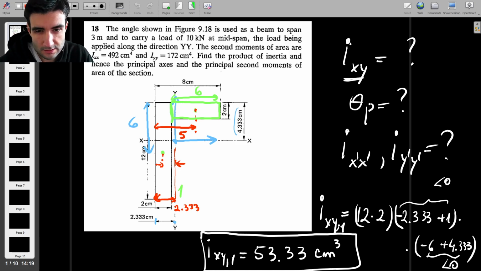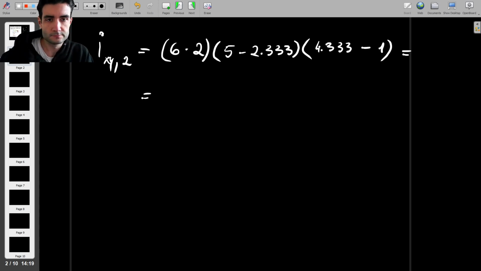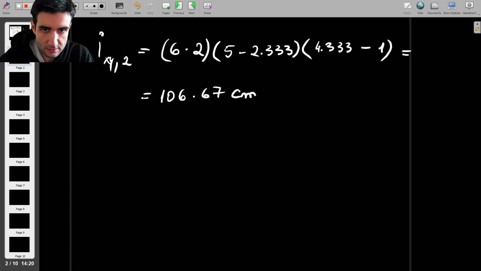So the y coordinate is going to be given by this. So it's 4.333 minus, and then we have to subtract the distance from the top to here, which is 1. So that's going to be 4.333 minus 1, and then we have to do this. So 5 minus 2.333 times 4.333 minus 1, and then times 6 times 2. So that is 106.67 centimeters to the power 3.